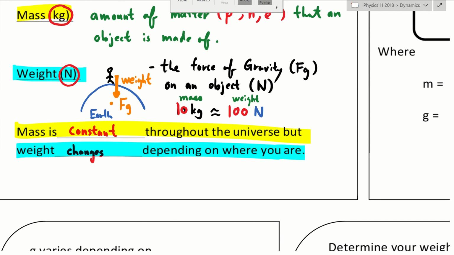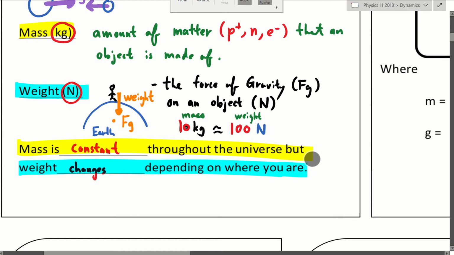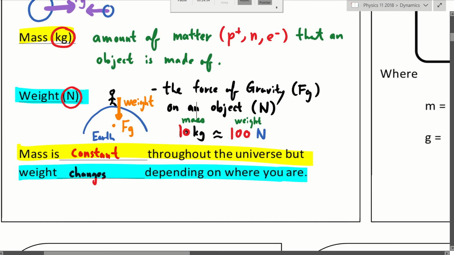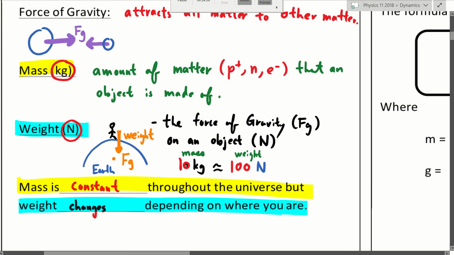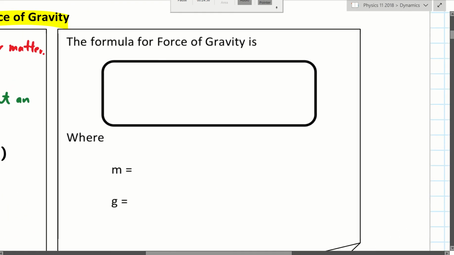So weight changes. Weight is the amount of force of gravity pulling you down. More massive, more weight. Usually that's true, but mass cannot change. When you're in space, very far away from the Earth, you feel weightless because you don't feel the force of gravity pulling you down anymore. You're far away enough. So you feel weightless. You will never feel massless. Massless means you disappear from the existence of the universe.